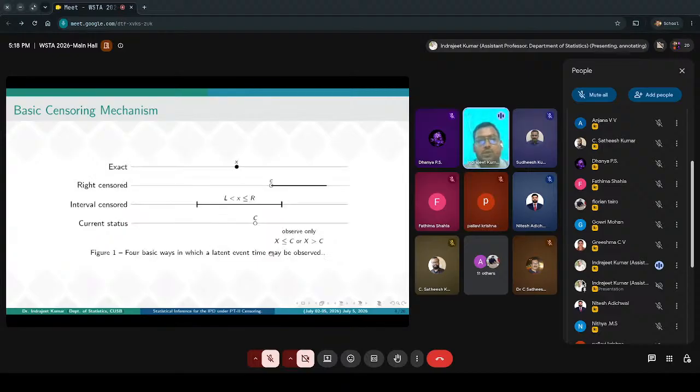This can also be explained in this schematic diagram. We can get exact failure, right censored, interval censoring, and current status, whether it is random, censored, or failed.